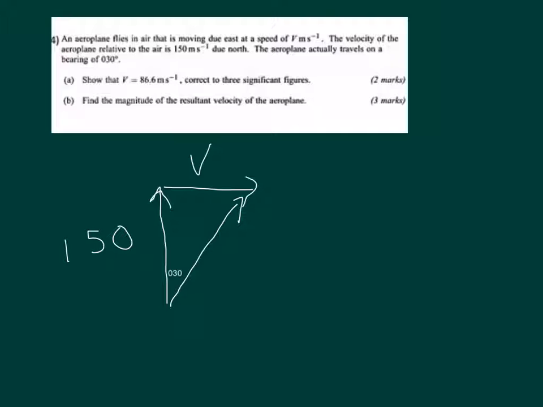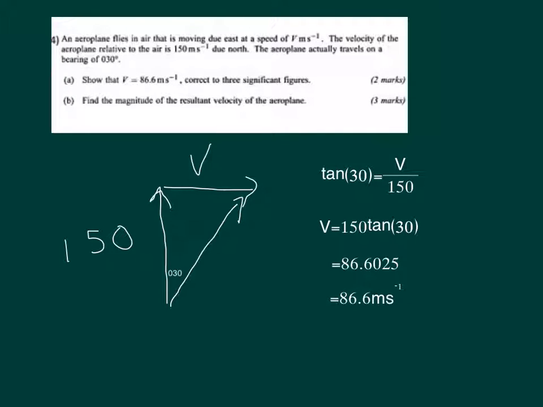Okay, so we're going to show that V is 86.6. We've got an angle, we've got a side, and we're looking for another side, so we're going to use trig, because we've got this right angle triangle with north and east. We've got the opposite and the adjacent, so we'd use tan. So tan 30 would be opposite over adjacent, V over 150. Rearranging that, V would be 150 lots of tan 30. Rounded to three significant figures, you get 86.6 meters per second.